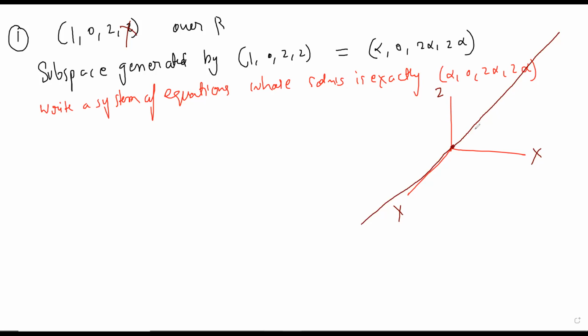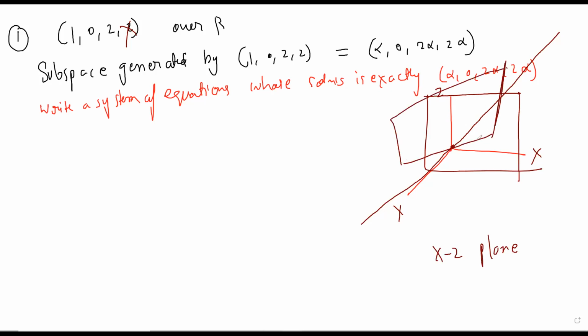You could take the xz plane itself, and then you can take any other plane which passes through the line 1 comma 0 comma 2. The intersection of those two planes would be your answer. But this is the intuitive approach.